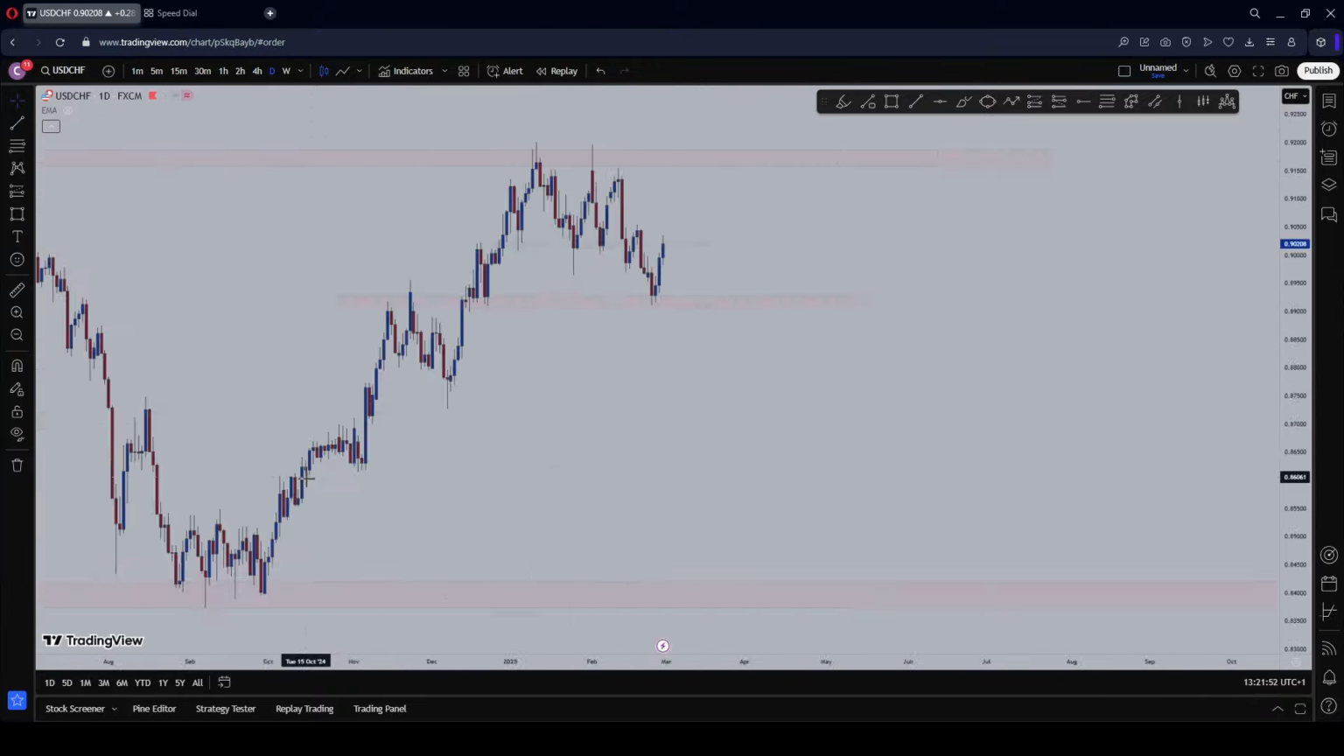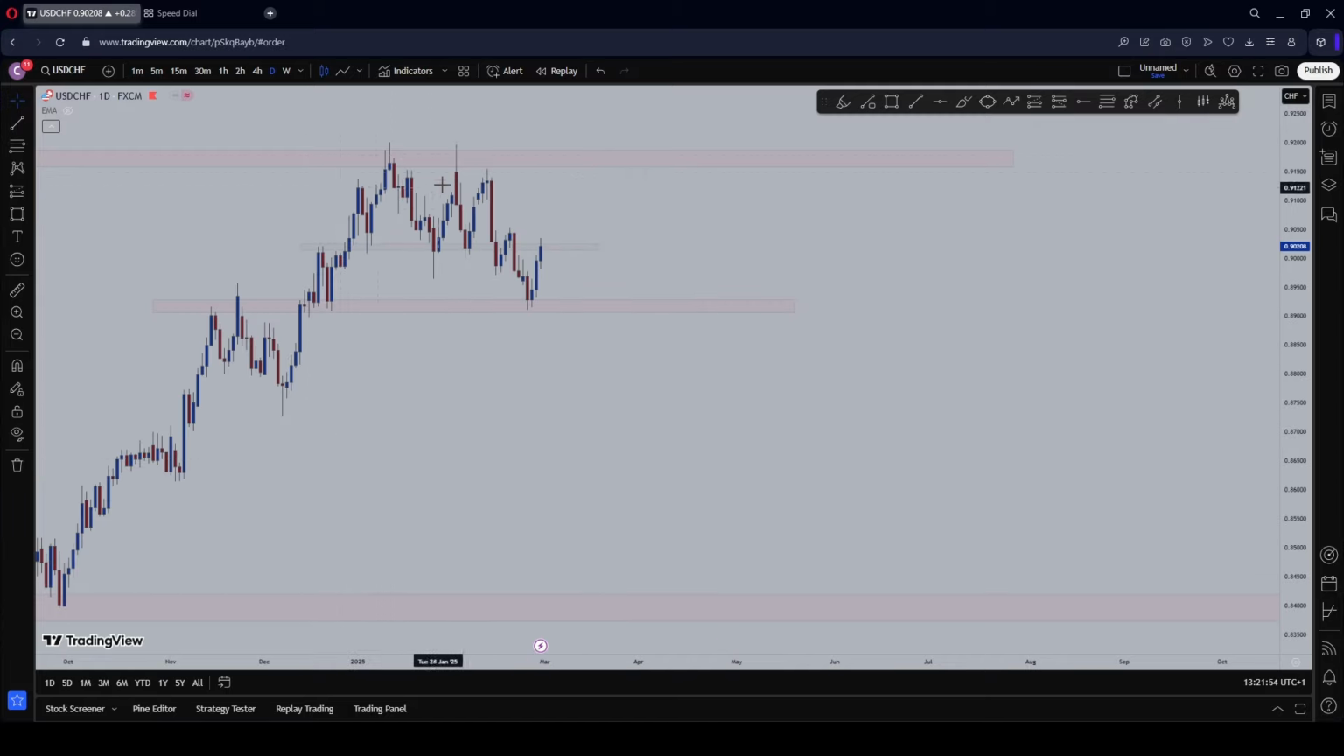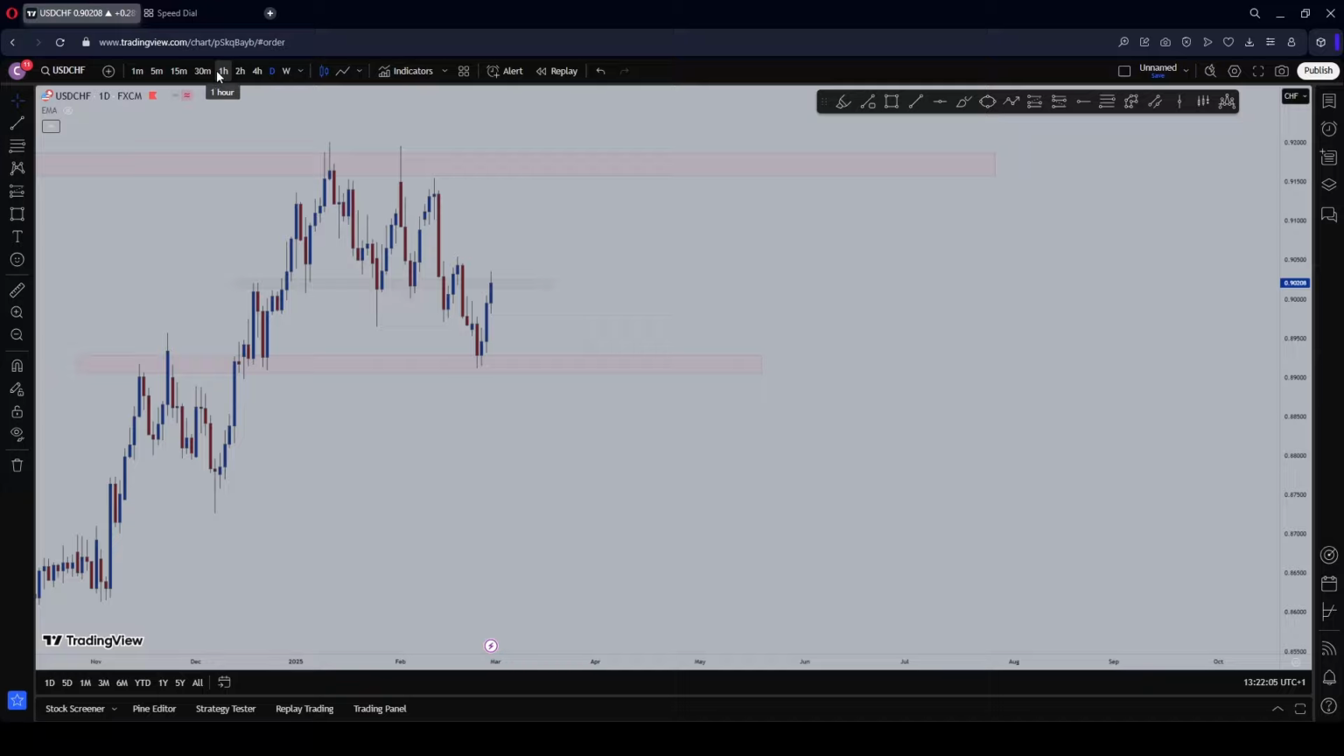Okay, so on the daily time frame, what do I see? The daily time frame is bearish because price formed this double top, rejecting this zone and breaking structure. So the daily time frame is bearish. Now, because the daily time frame is bearish, I can take my entry on the 1 hour.